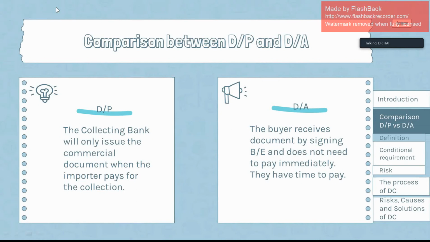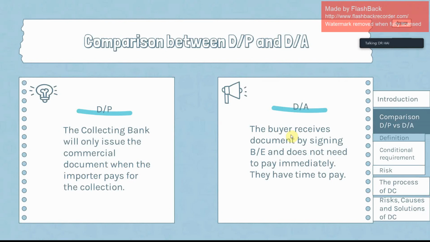Okay, look at the slide. On the slide, you said here on the left side, the collecting bank will only issue the commercial documents. Explain the meaning of issue the commercial documents for this content. Why did you say the collecting bank will only issue the commercial documents? What is the meaning of this one? It means that the importer must pay to receive the documents.